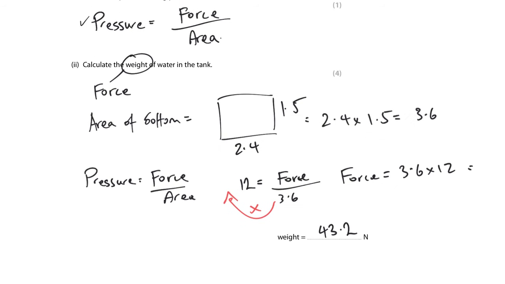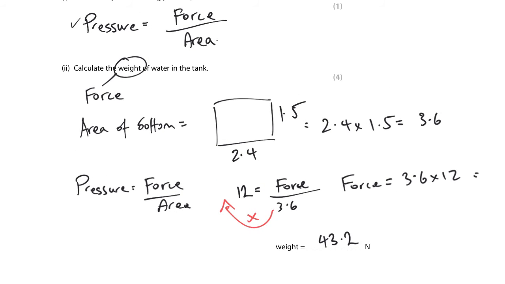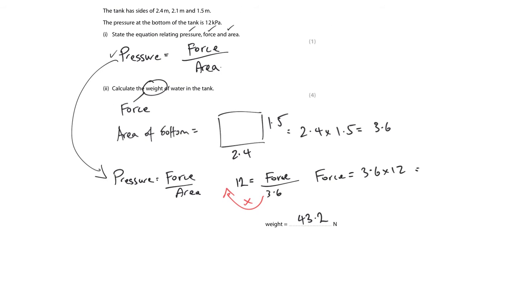I can then start calculating force. So I'm going to write my equation again. Pressure equals force over area. I'm going to substitute in my numbers. My pressure is 12 and my area is 3.6. So 12 equals force over 3.6. To get force on its own, I've shown with red, I need to times by 3.6. So force equals 3.6 times 12, which gives me 43.2 newtons.